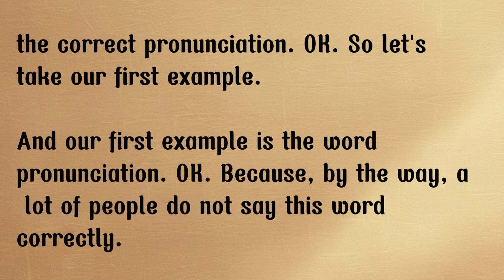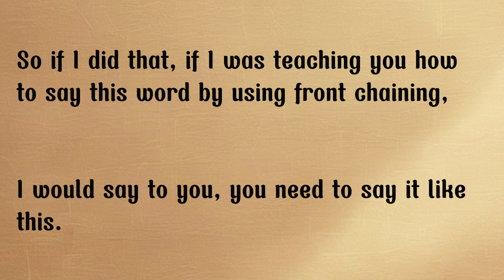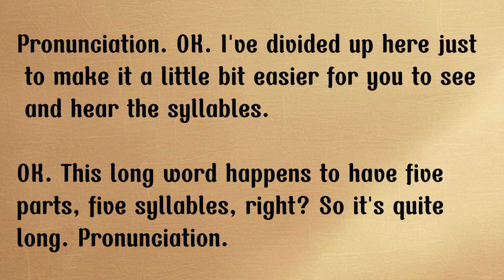Okay? So let's take our first example. And our first example is the word pronunciation. Because, by the way, a lot of people do not say this word correctly. Now, let's do it in the standard way, front chaining, and see what happens. In front chaining, we start saying the word from the front and going forward. So if I was teaching you how to say this word using front chaining, I would say to you, you need to say it like this: pronunciation.